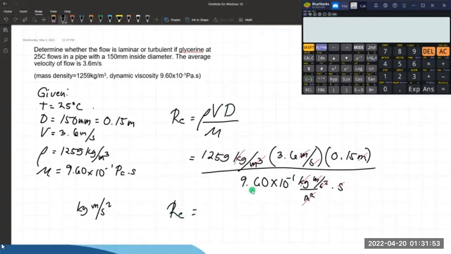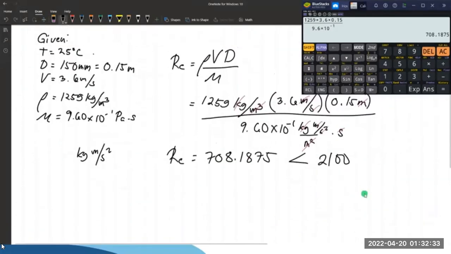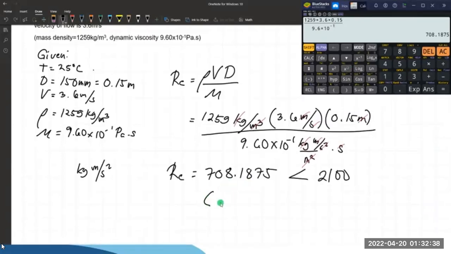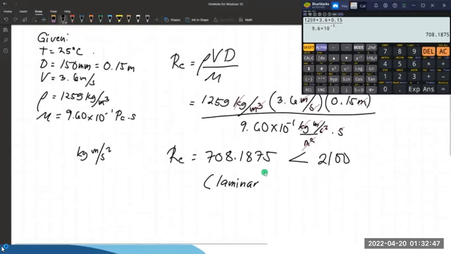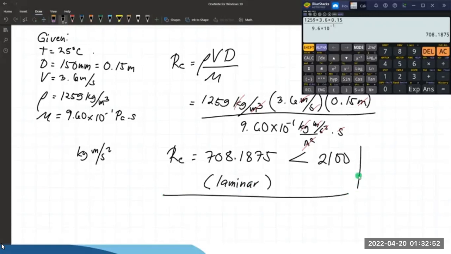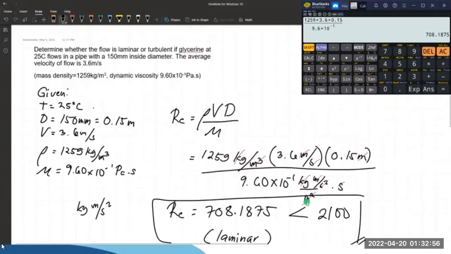So let's now compute. Just make sure that all the units that we use here in this equation are consistent, which is in kilogram, meter, and in seconds. So we have 1259 times 3.6 times 0.15 over 9.6 times 10 raised to negative 1. Okay, the Reynolds number is 708.1875. The Reynolds number that we have computed is less than 2100, which is an indication that this flow is laminar. So the type of flow of the glycerin in a 150 mm pipe is said to be laminar. Okay, so that's how you solve the Reynolds number.